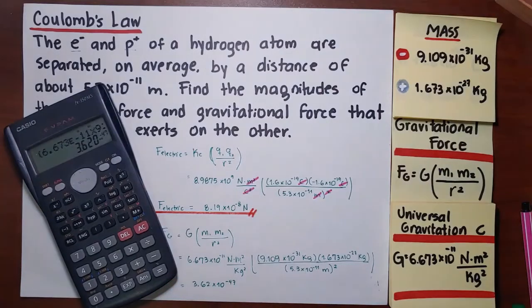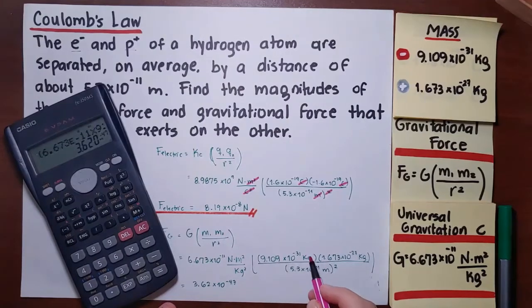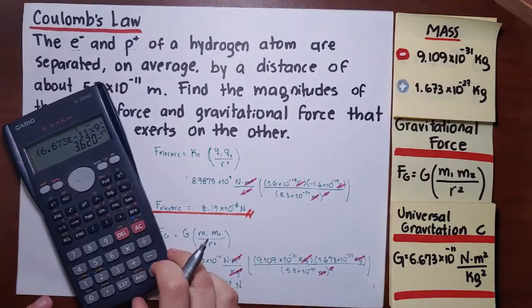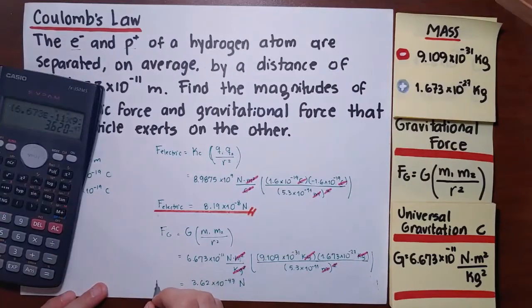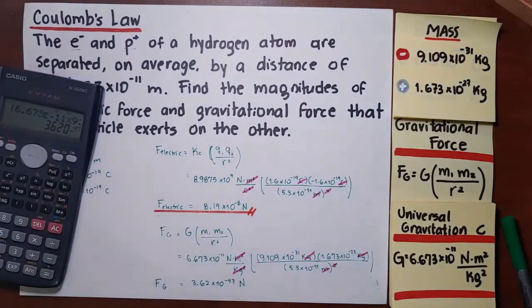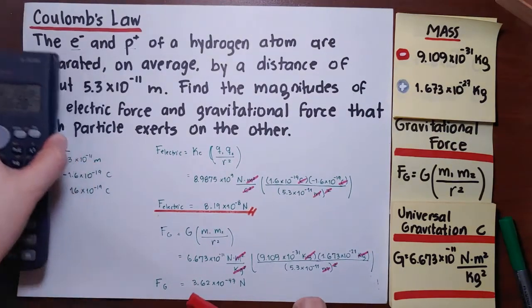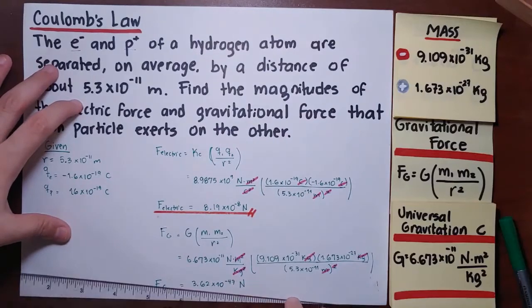Now let's take a look at the units. Kilograms squared are cancelled by this kilogram and kilogram, and meter squared is cancelled by this meter that is raised to the second power. So my answer, as it is a force, is going to be given in Newton. So here my gravitational force is 3.62 times 10 to the negative 47 Newton. As it is my final answer, I will just underline or box it, whatever, as you wish. It's going to be okay.